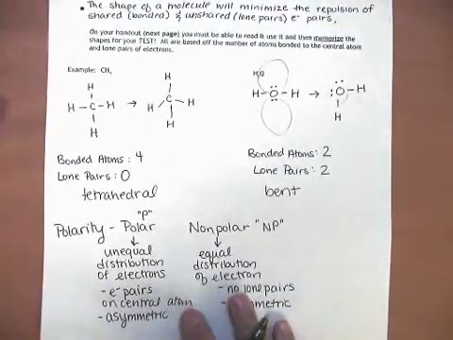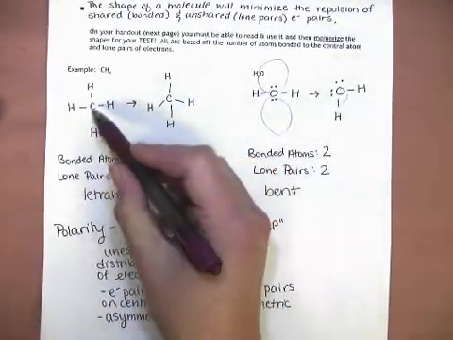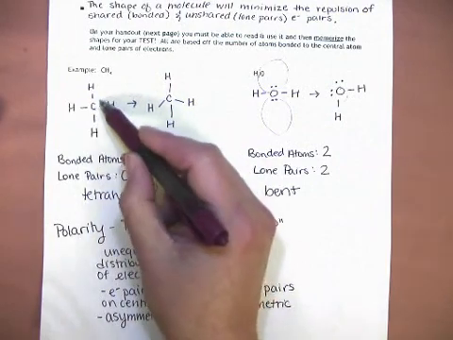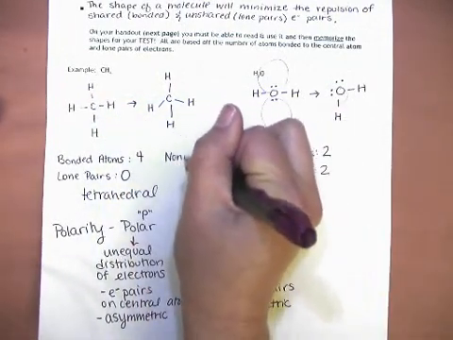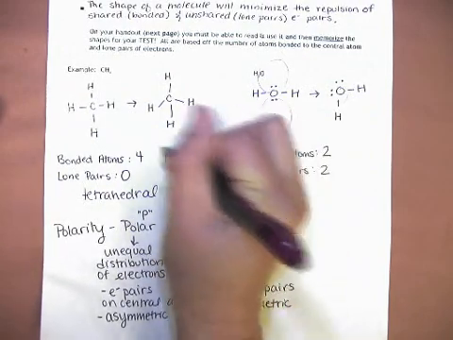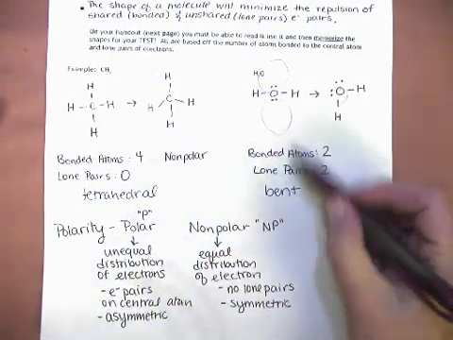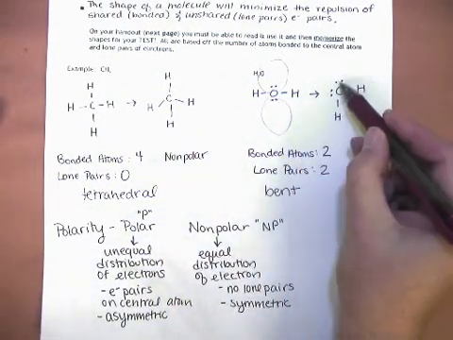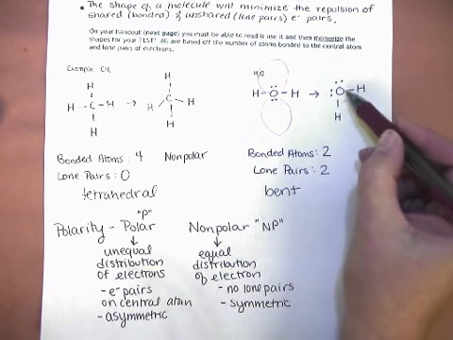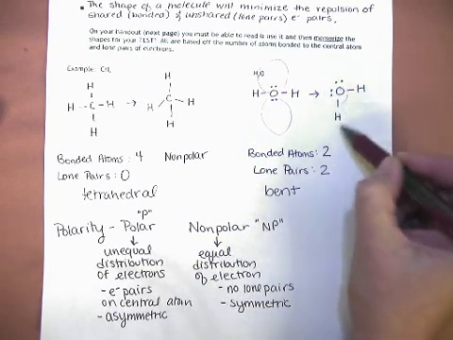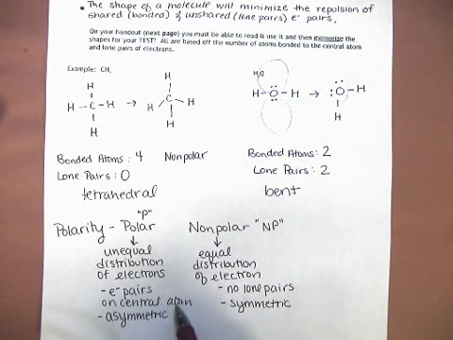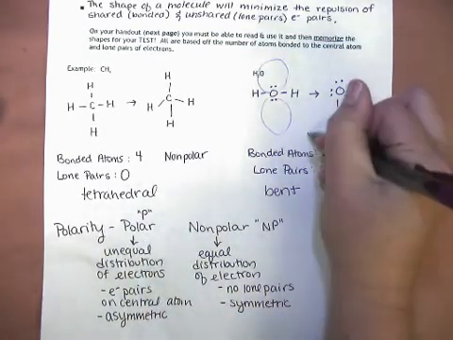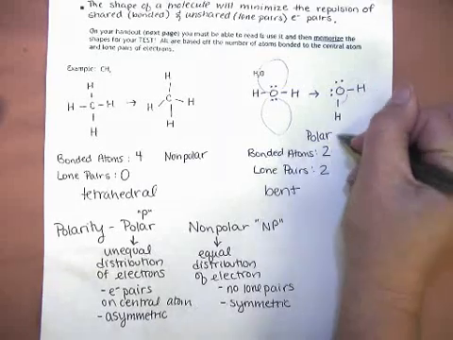So if we look at our two examples, CH4 is symmetric and has no lone pairs on my central atom. So CH4 is nonpolar. For my H2O, I have lone pairs on the central atom. So that means that I have more electrons here than on the outside. And that means pairs on the central atom is polar. So water is a polar molecule.